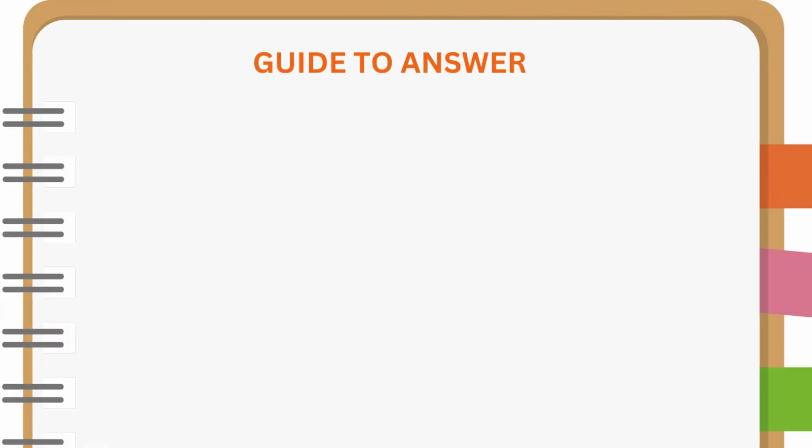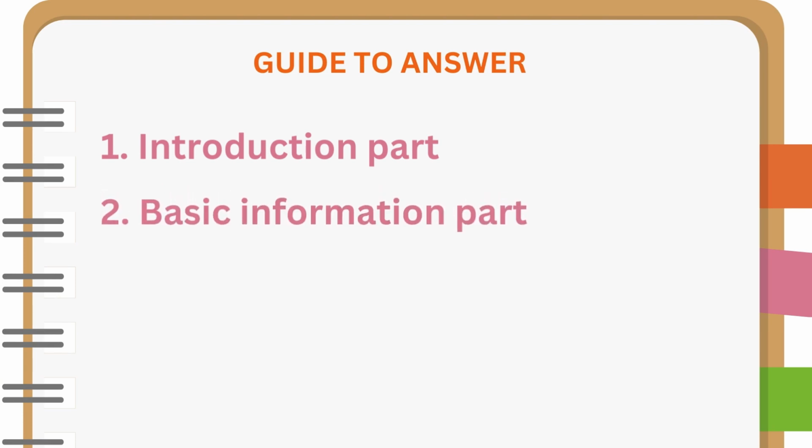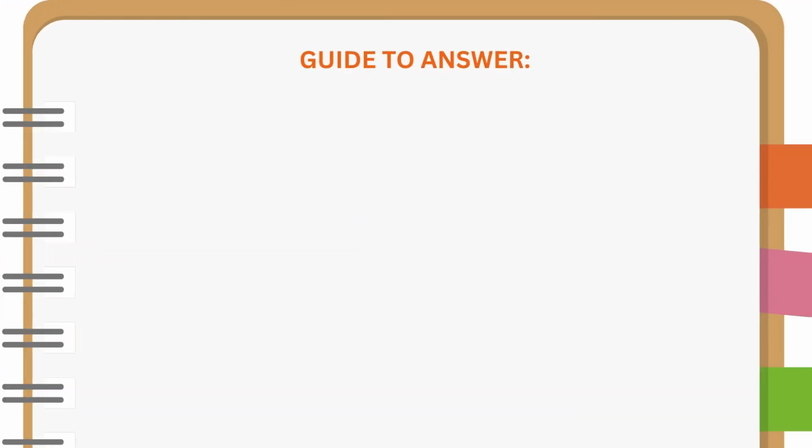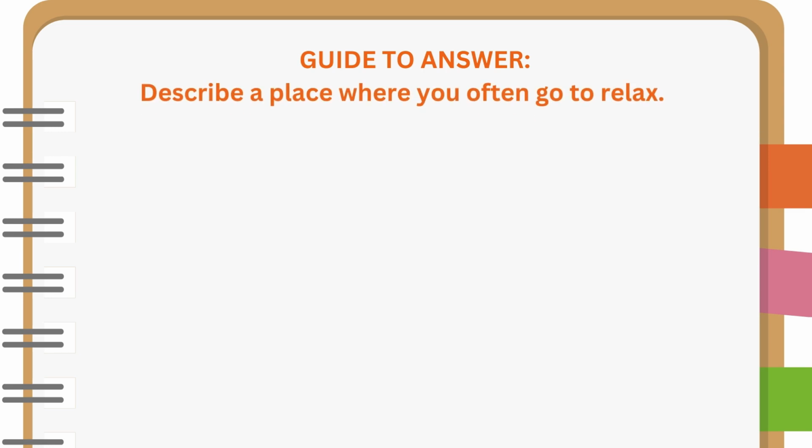Guide to answer. Start with an introduction, then give the basic information about the place you are describing. In the core part, focus on the characteristics of the place, then explain how it makes you feel. And finally, make a conclusion. Let's use this structure to answer the sample question. Describe a place where you often go to relax.